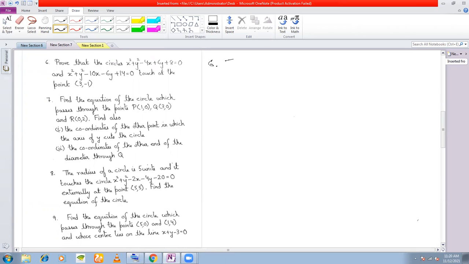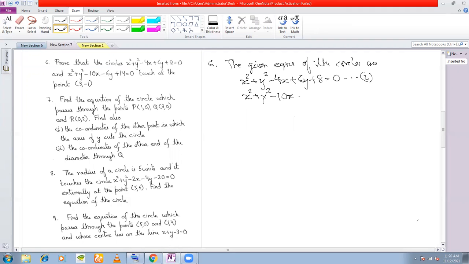Write down the equations of the circles first. The given equations of the circles are x square plus y square minus 4x plus 6y plus 8 is equal to 0. Call this 1, and the other one, x square plus y square minus 10x minus 6y plus 14 is equal to 0. These two are the equations given. Our first duty is to find out the centers and the radii of both the circles.